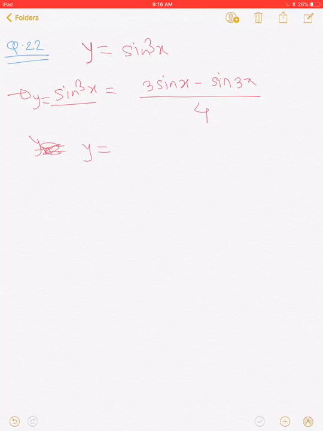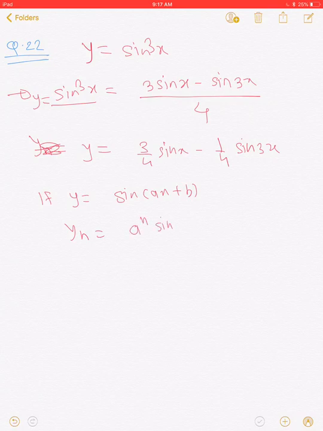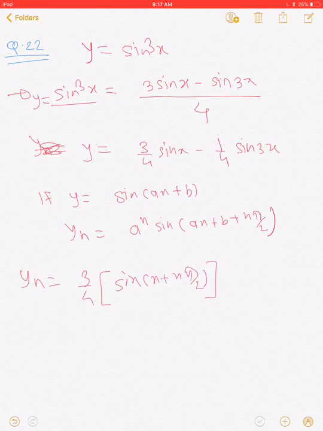So first of all, we can write the y function as 3 by 4 sine x minus 1 by 4 sine 3x. We know that if y is equal to sine of ax plus b, then its nth derivative is a raised to the n sine of ax plus b plus n pi by 2. So by using this formula, we can write the nth derivative of y is 3 by 4 into 1 raised to the n, that is 1, so this is sine of x plus n pi by 2, minus 1 by 4 into 3 raised to the n sine of 3x plus n pi by 2.